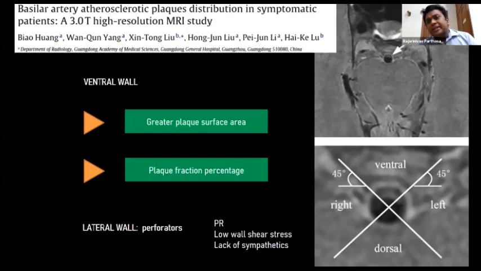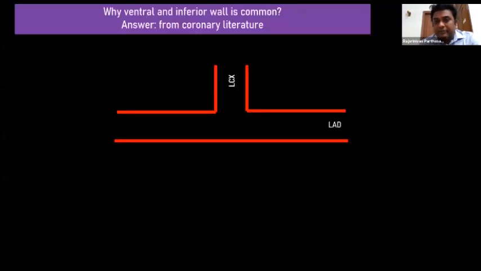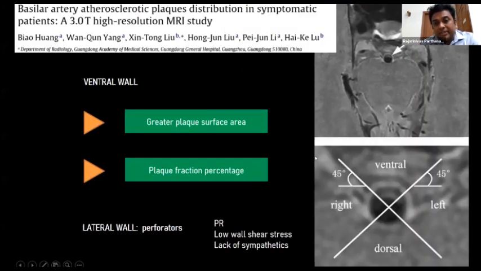The next one is looking at the basilar artery. Again, they have looked at which wall of the basilar artery tends to form the plaque. Again, you can divide the basilar artery into four quadrants by these two diagonals: the ventral, dorsal, right, and left. We know the ventral wall is more prone to form the plaque. There's a greater plaque surface area and greater plaque fraction percentage in the ventral wall. And we all know that the perforators arise from the lateral wall.